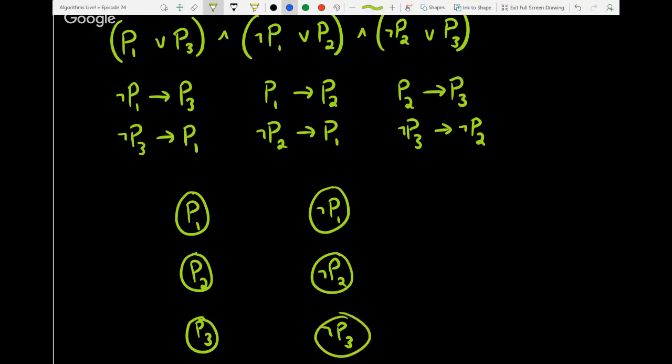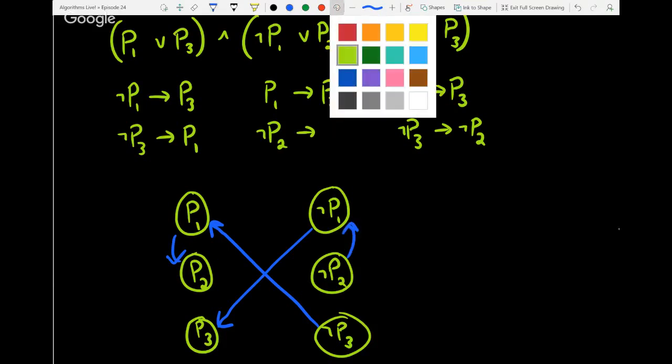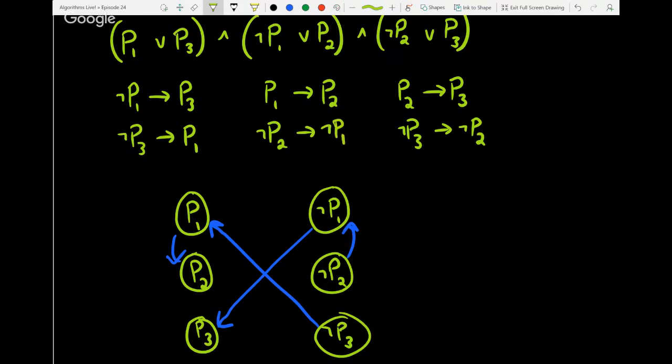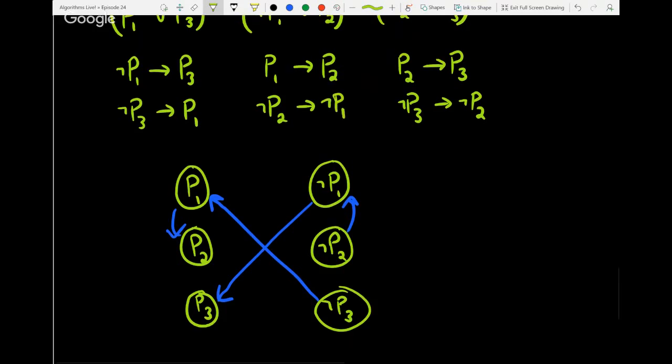I'm going to make this graph a little more colorful. So I can do not P1 goes to P3. I do not P3 goes to P1. I do P1 goes to P2. Not P2 goes to, oh, I guess this is not P1. So I did make a mistake. But very good.